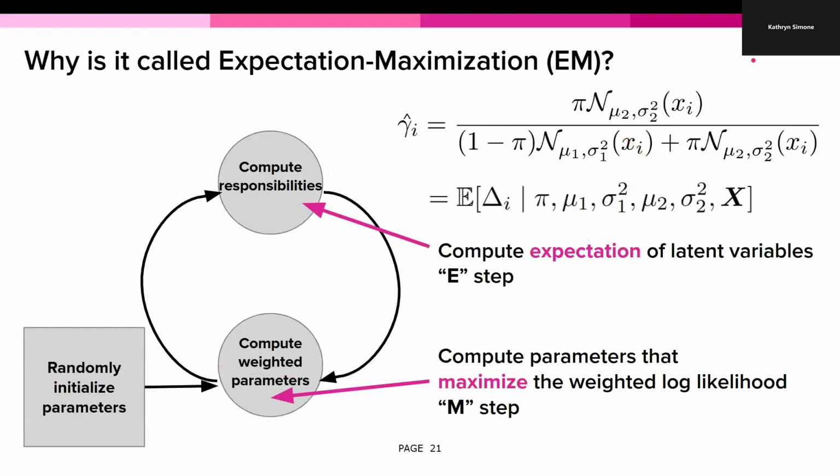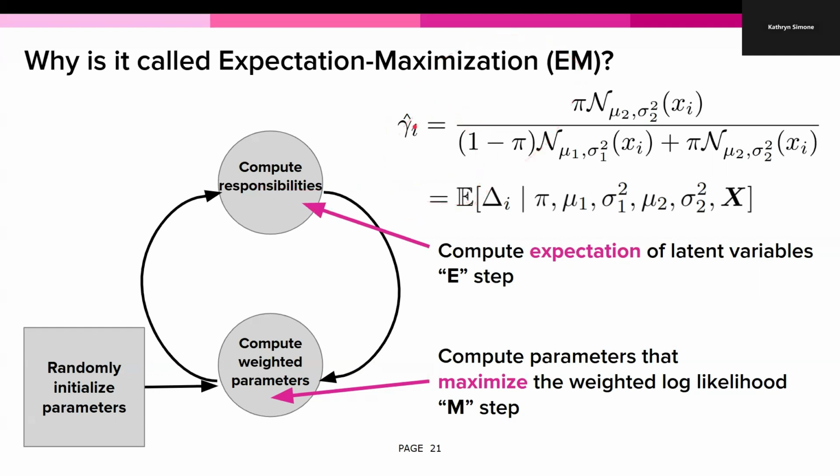But why is this called expectation maximization? The name reflects the two key steps that are repeated until the algorithm converges: the E step and the M step. They correspond to expectation and maximization. In the E step, we're computing the expectation of the latent variables, those hidden variables that we didn't observe directly, which in our case would be the sample assignments of the Gaussian mixture model.